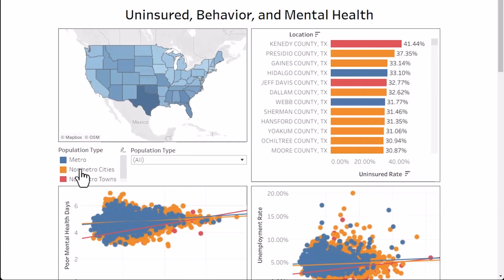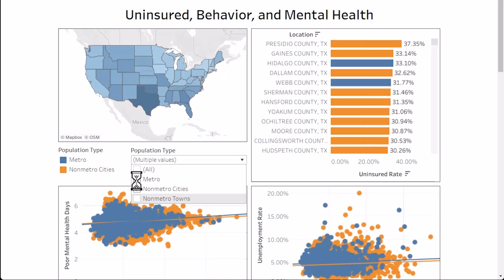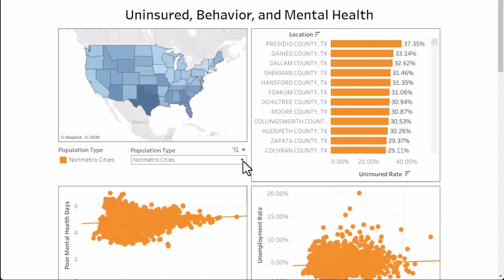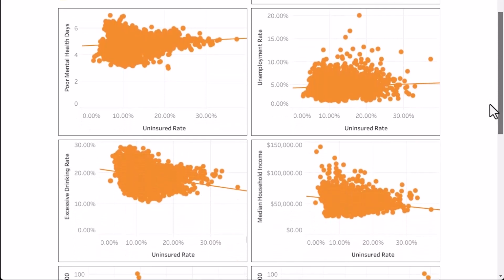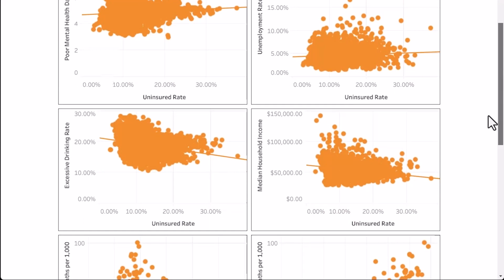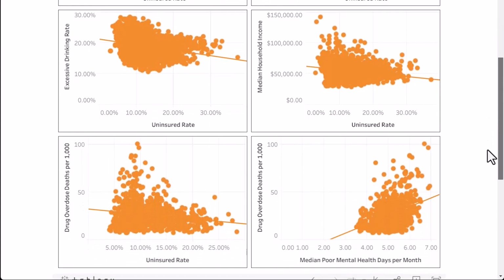Next we can filter by the population type. Let's say we wanted to take a look at just data from non-metro cities. What we can do is deselect the other two, and that will allow us to filter just on non-metro cities. You can see everything's in orange as expected, and our county listing is only for non-metro cities. And all of our plots are also including only non-metro city data.